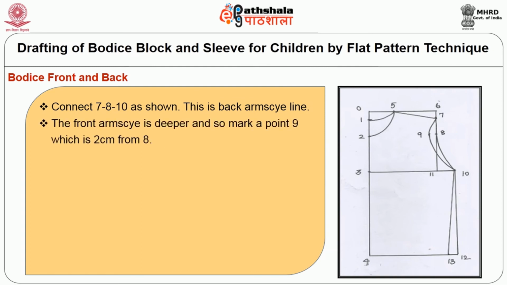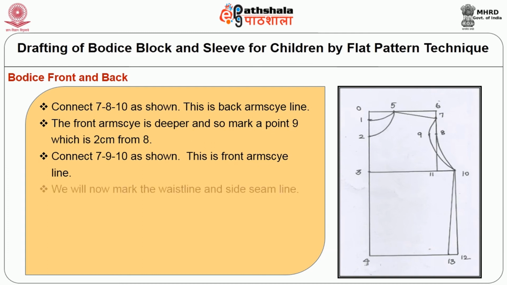The front arm side line is deeper, and so mark a point 9, which is 2 centimeter from 8. Connect 7, 9 and 10 as shown. This is front armscye line.